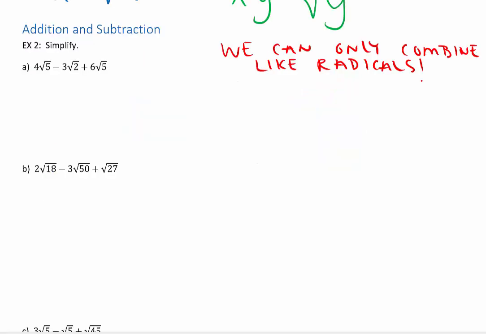Now the second thing we're going to talk about today is adding and subtracting radicals. And it turns out we can only combine like radicals. It's a lot like combining like terms. If I gave you the problem 2x plus 3y plus 4x, we can only add the like terms, the 2x and the 4x, and to add them we add their coefficients.